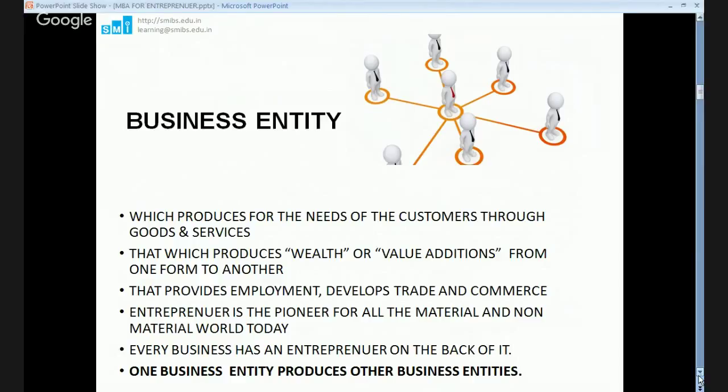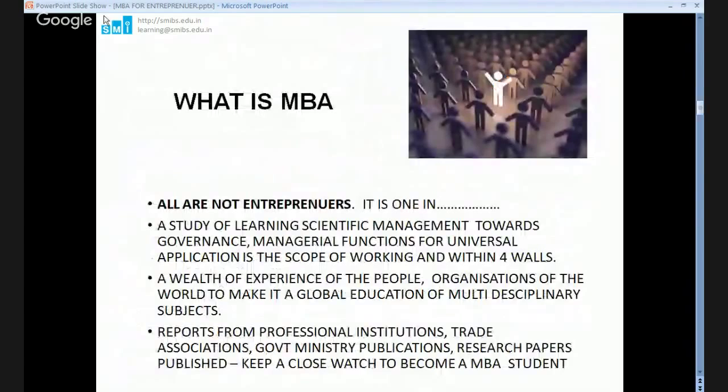Similarly, there are plenty of examples I can quote of how ordinary entrepreneurs started in a very small, humble way, have built giants, and globally they are known. Hero Honda, one good example for you. One business entity produces another business entity. One business alone cannot work. It requires the support and input from other industries, other business entities, and that is how the business goes into a big network, and there is a very big network.